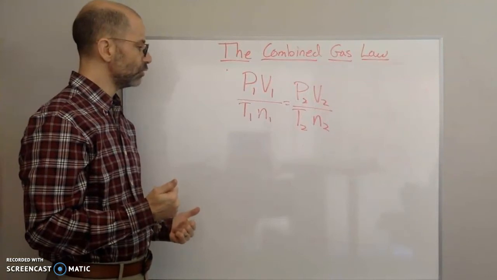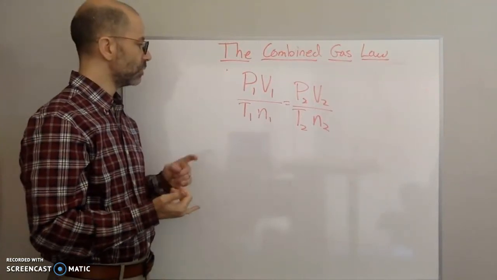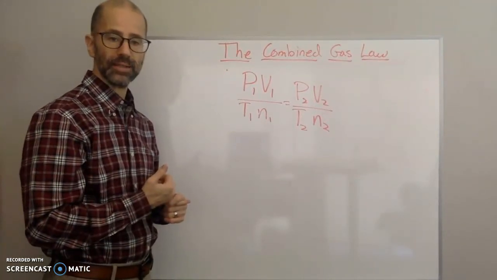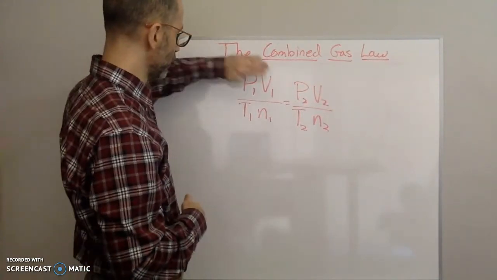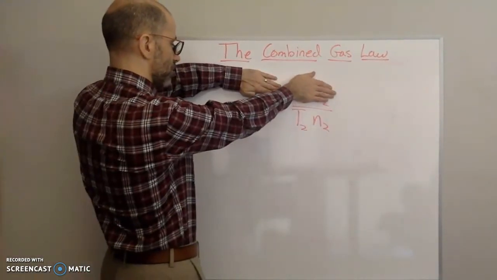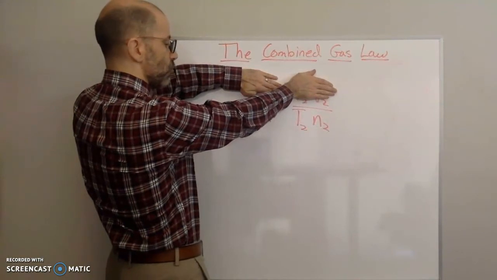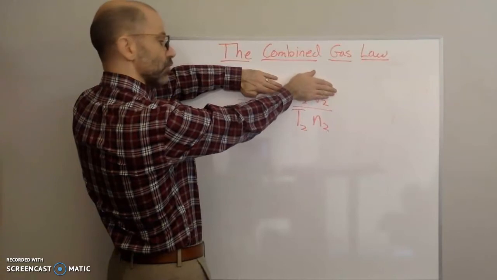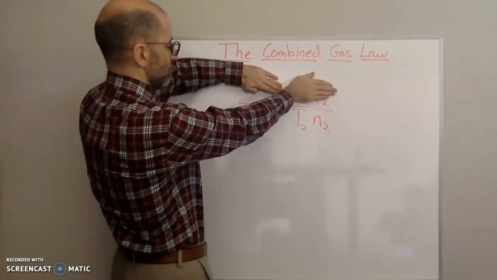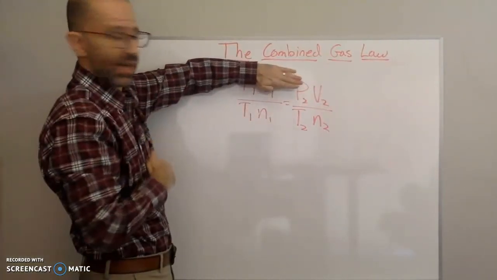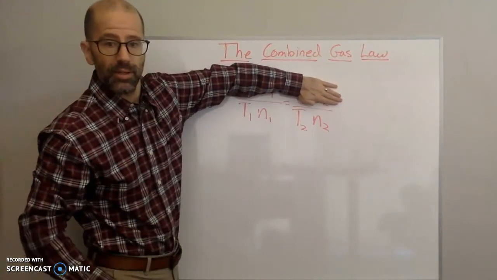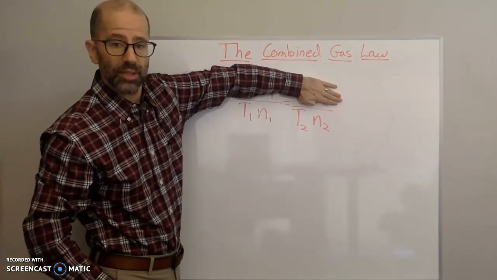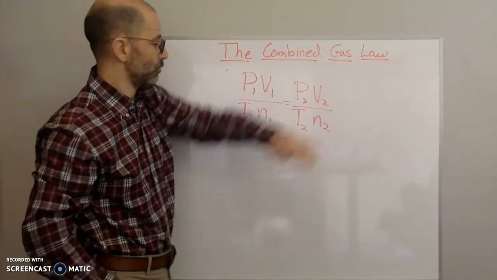What if they tell you that pressure and volume are constant, right? So you cover up pressure and volume, right? So now you have T1 N1 is equal to T2 N2. So there's your equation. Hope you can see that. So T1 N1 is equal to T2 N2, right?